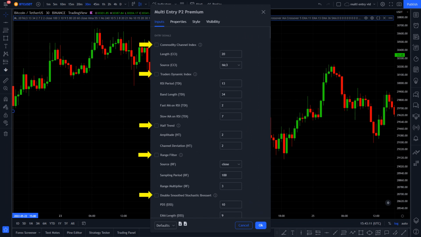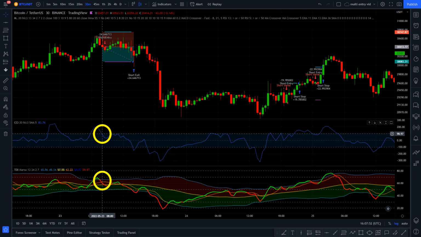With this script, you can also use not only one, but as many entry signal indicators at the same time as you want. So, let's say you check both the commodity channel index and the trader's dynamic index, the strategy will only enter into a position if both of these indicators give a buy or a sell signal on the same candle. This can increase the accuracy of the entry signal indicators even when you combine the best performing ones. Using more than one entry signal at the same time comes with a lower number of trades.